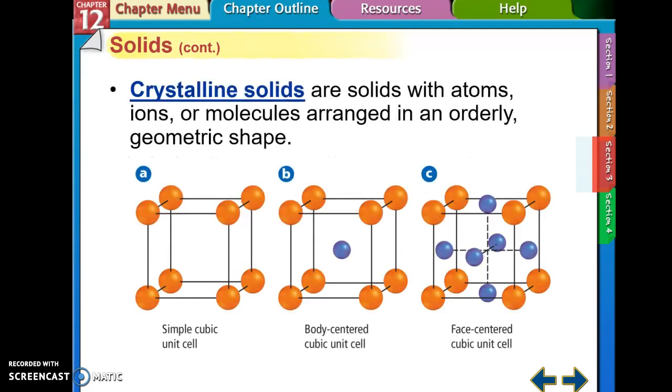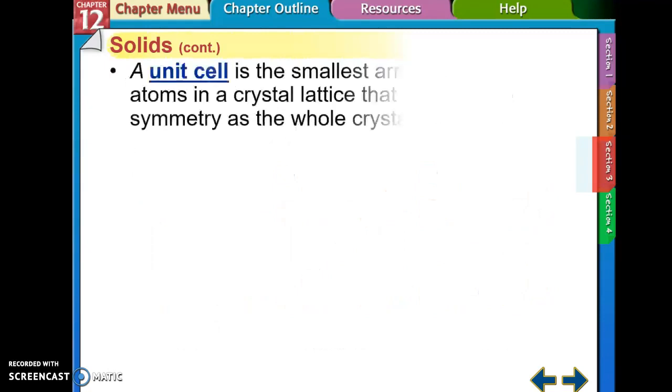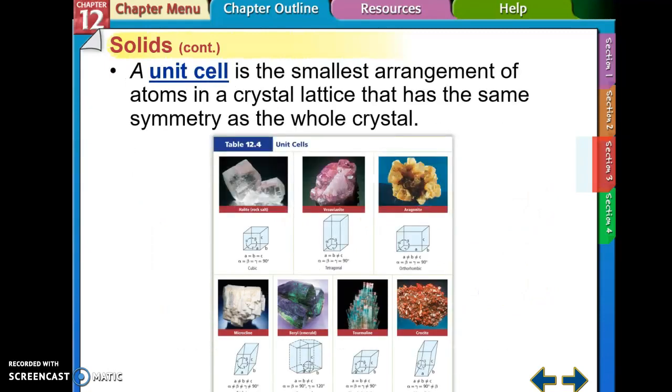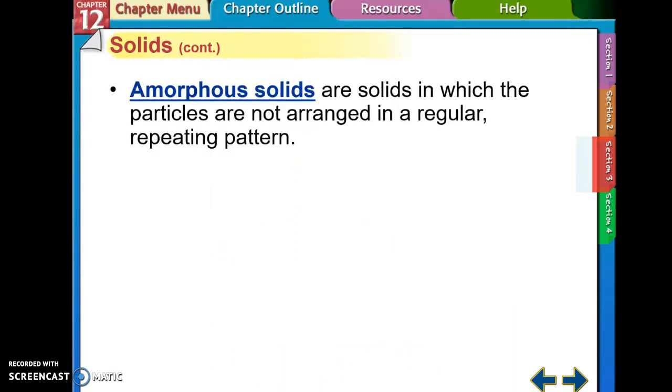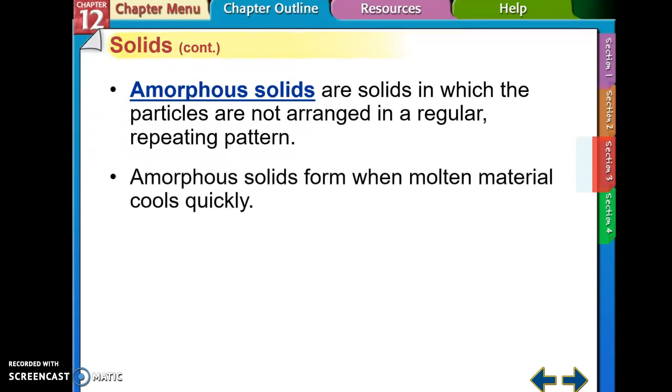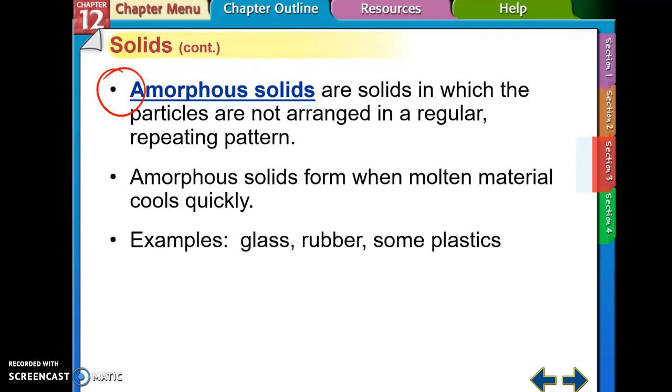There are a couple of different types of solids. We're going to talk mostly about crystalline solids, so that's anything with atoms, ions, or molecules in an orderly geometric shape. The unit cell is part of a crystal lattice, and it's going to be the smallest arrangement of atoms. And then we also have amorphous solids, and these are where the particles are not arranged in a regular repeating pattern. And these are typically formed from molten material that cools quickly, so things like igneous rock or glass, rubber, plastics.